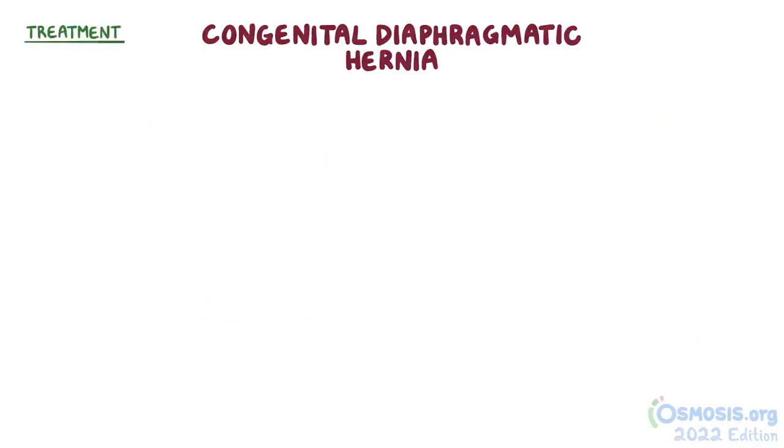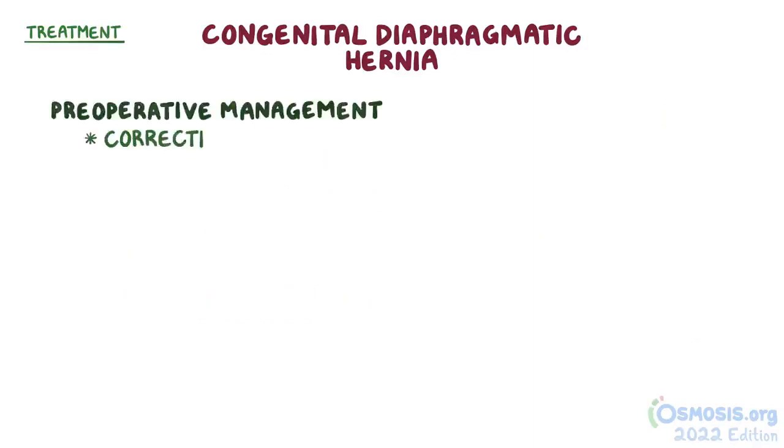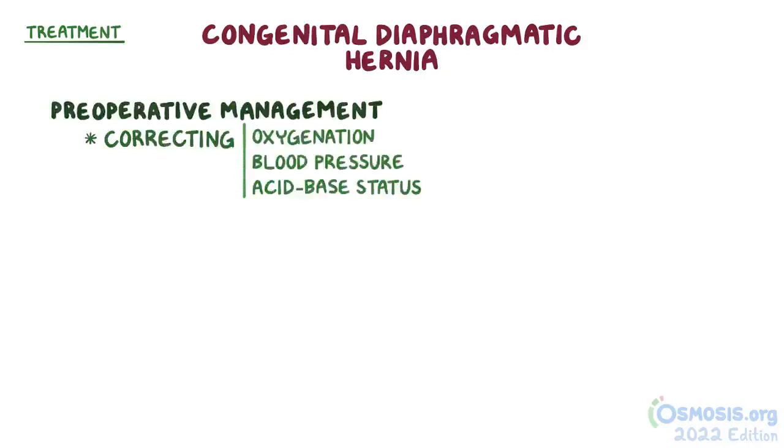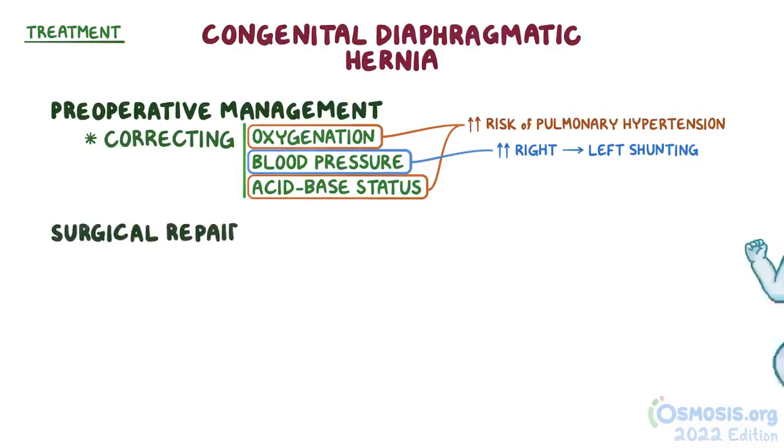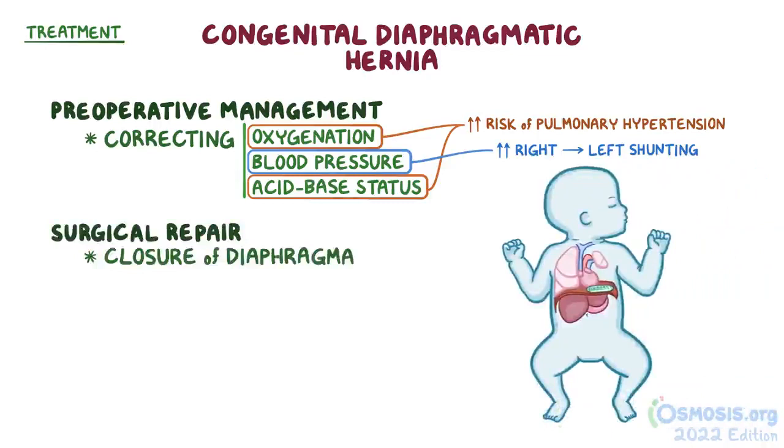Postnatal management can be divided into two parts. Preoperative medical management consists of correcting the individual's oxygenation, blood pressure, and acid-base status if these are disturbed. Acidosis and hypoxia increase the risk of pulmonary hypertension. Hypotension increases the risk of right to left shunting that contributes to hypoxia. And the second part consists of surgical repair, which includes closure of the diaphragmatic defect and reduction of the viscera into the abdominal cavity.